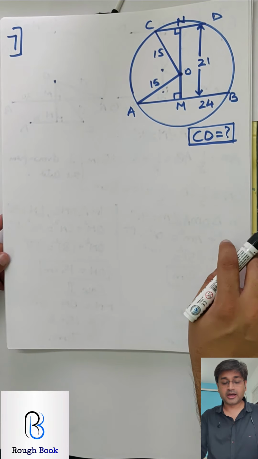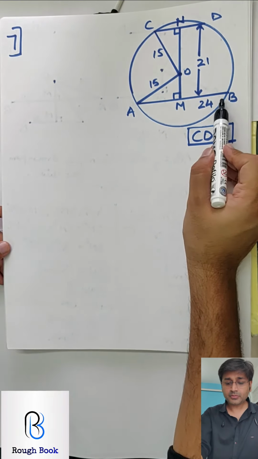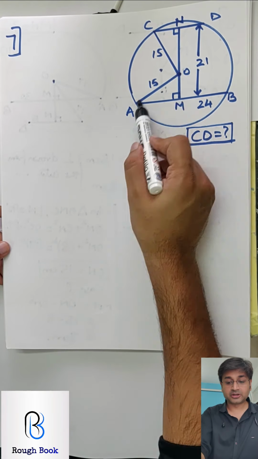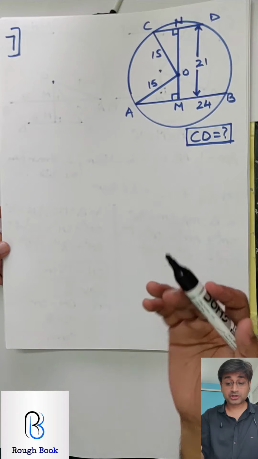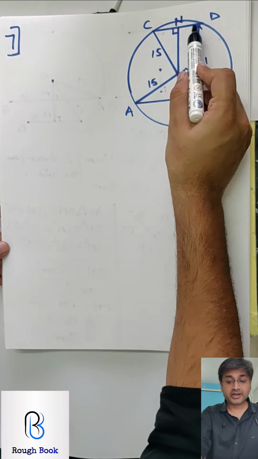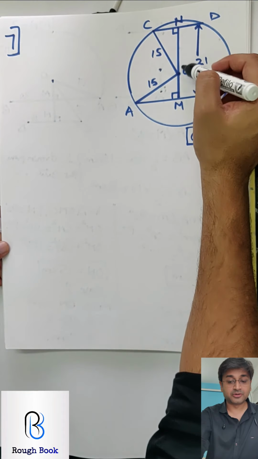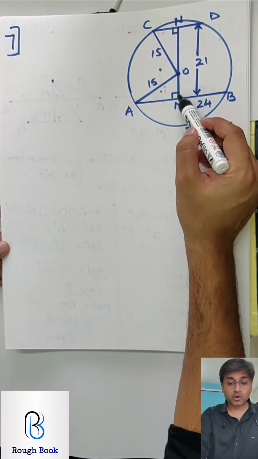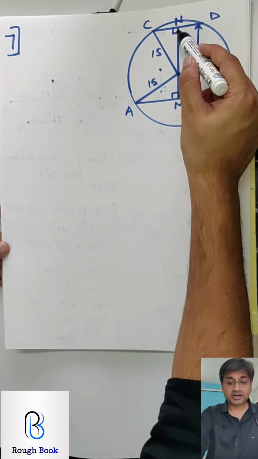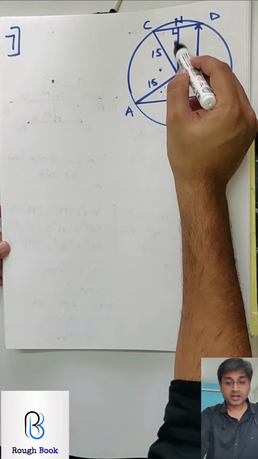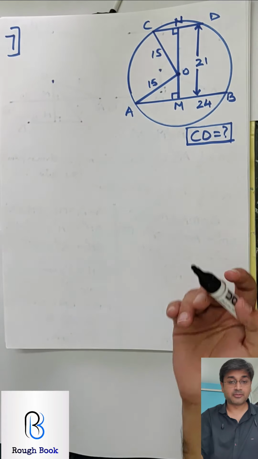Just think about it and 100% you will get it. AB is 24, so AM will be 12. This is 15, Pythagoras you can get OM. What's your target? CD. To get CD we need CN. To get CN we have to apply Pythagoras and you need ON. So if you got OM by Pythagoras here, subtract that from MN which is 21, what you will get is ON. Apply Pythagoras, get CN and double it.